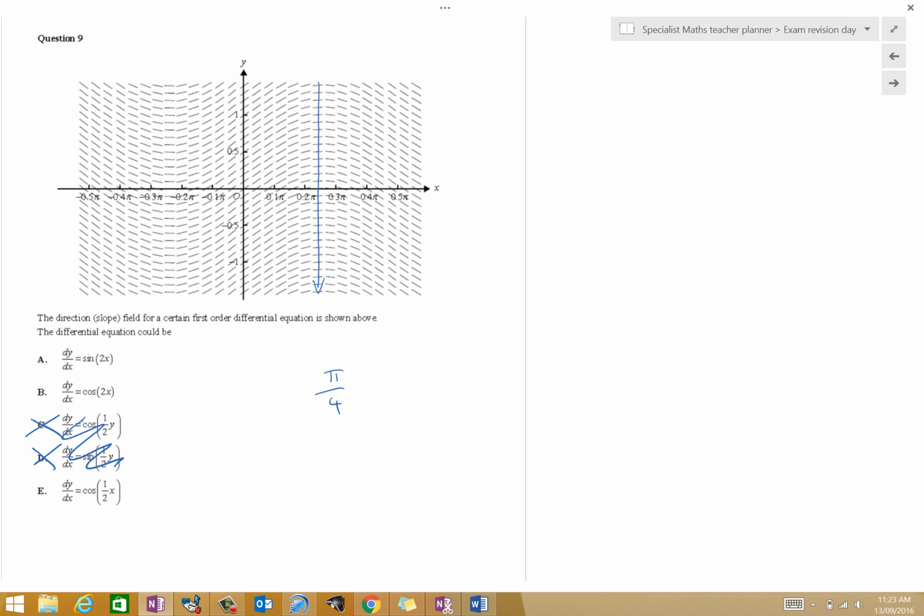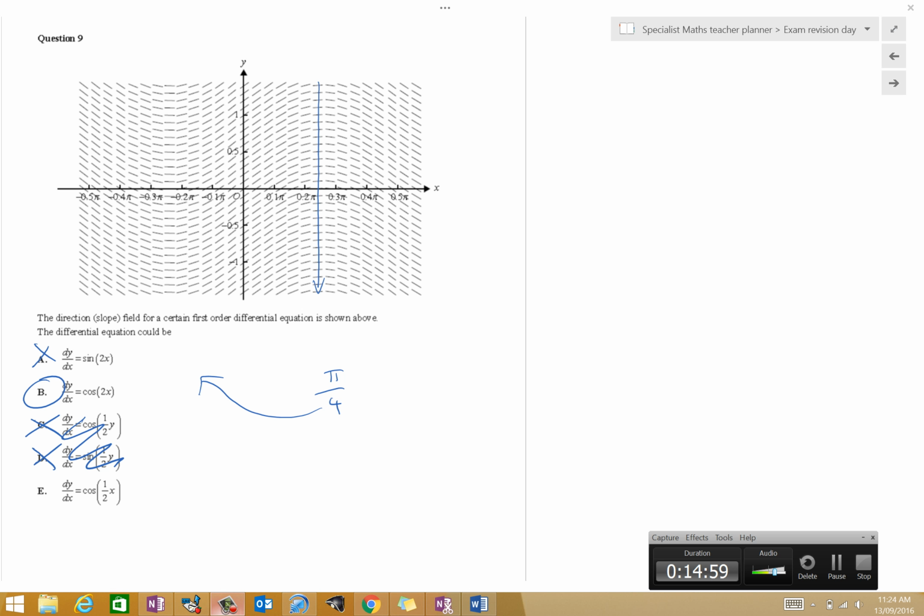What gradient do you have here at pi on 4? 0, or pretty close to 0, don't you, according to the graph? You don't know for sure, but it looks pretty spot on. So if I throw pi on 4 in there, what is sine of pi on 2? 1. 2 times pi on 4 is pi on 2, so sine of pi on 2 is 1, therefore that's going to be wrong. What is cos of pi on 2? 0. And what is cos of pi on 8? Not 0. So which one is it? The answer's B. Okay? And that's it, isn't it? All right. How do we feel about that?